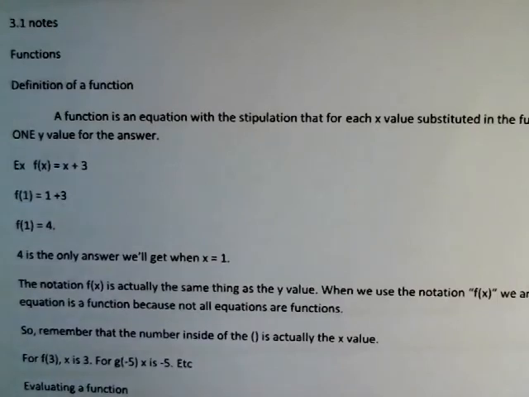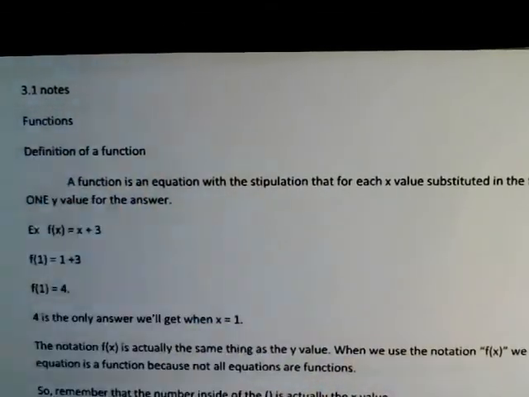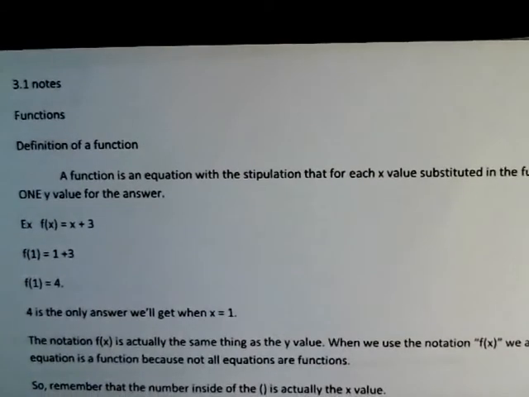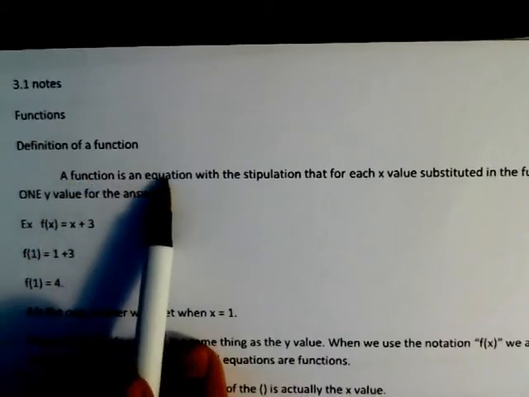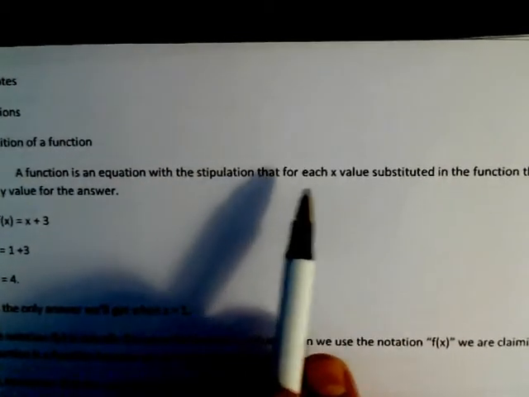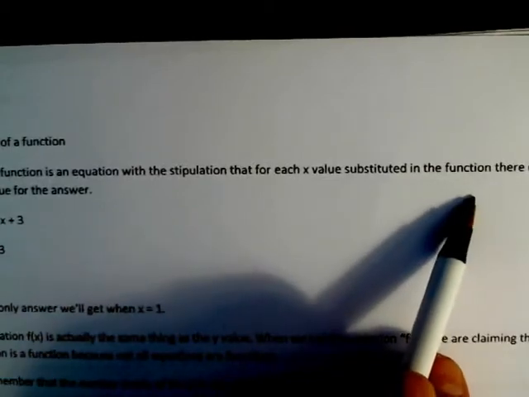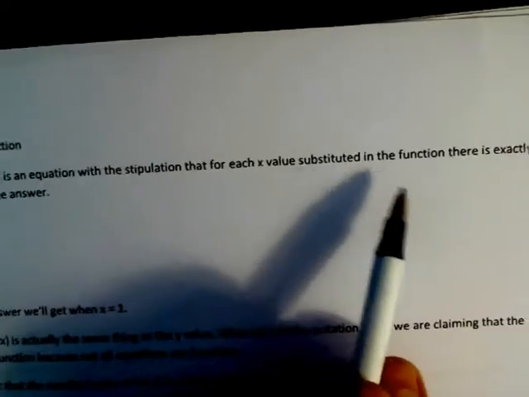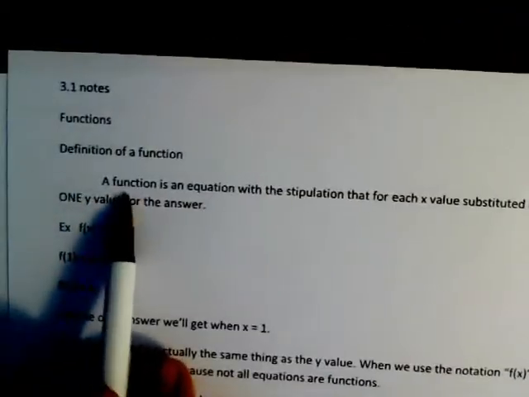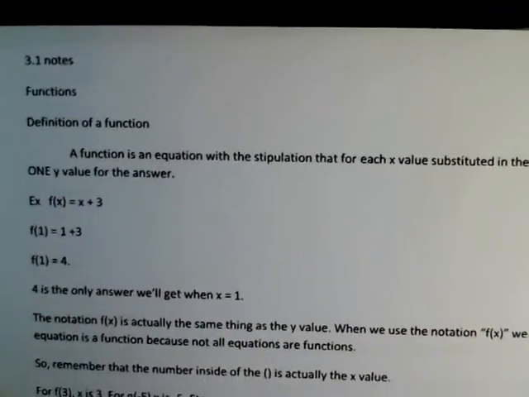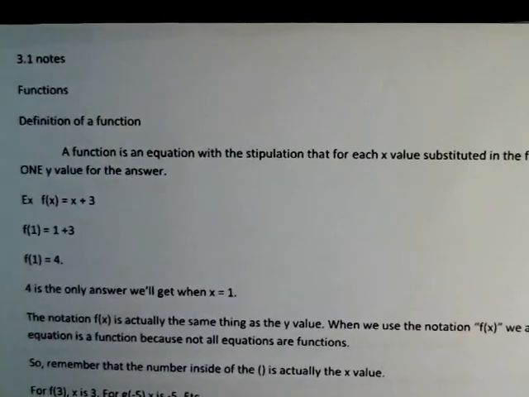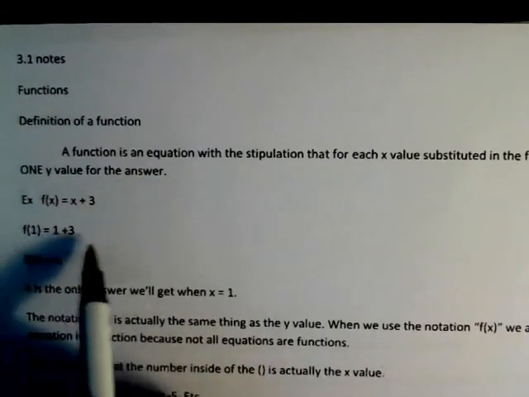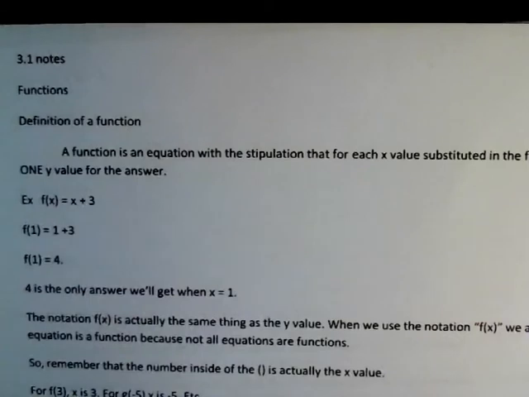Okay, so today we're going to look at section 3.1. It's all about functions. And when we talk about functions, we look at the definition. It's basically just an equation with the stipulation that for each x value substituted into the function, there is exactly one y value for the answer. And I think that's fairly logical for the most part, that we're used to putting a number in for x and getting one answer for y. But there are certain equations where that does not happen.